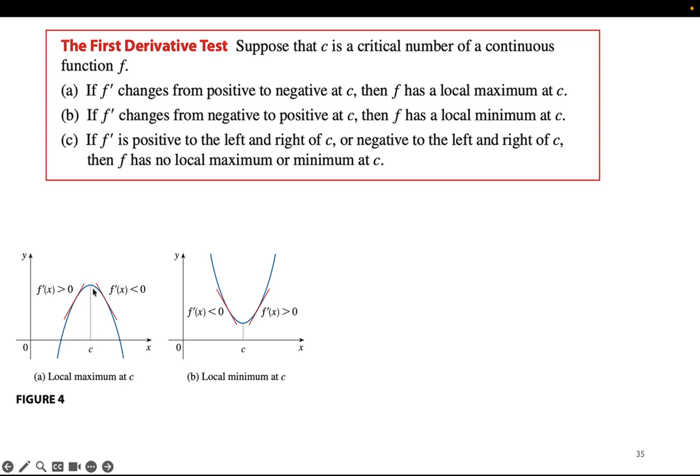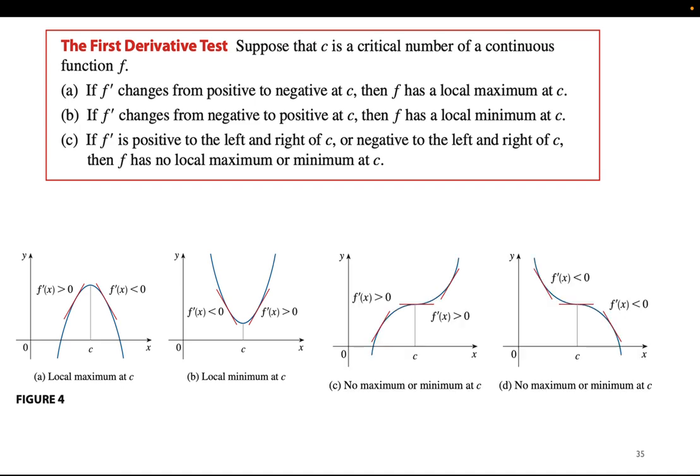So again, here c is a critical number, so either f prime is 0 or undefined. Notice that on the left, f prime is positive, and on the right, f prime is negative. That means the function is increasing and then decreasing, so c must be a local maximum. That's case A here. But if you have a critical number and on the left side f prime is negative, the function is decreasing. On the right side f prime is positive, the function is increasing. So that must be a local minimum. It's easy to draw pictures and verify this.